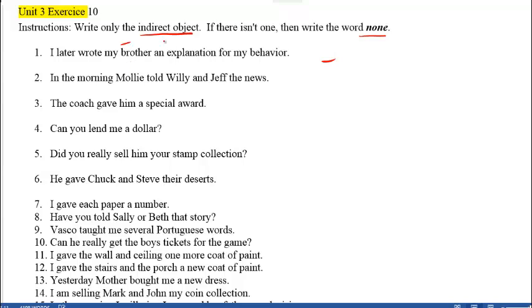In the morning, Molly told Willie and Jeff the news. In the morning is a prepositional phrase. We could throw that out. Molly is the subject. What did she do? Told is the predicate. Willie and Jeff, we have, remember the word and is compound. So this is who. And then news is what. So news is the direct object. Willie and Jeff are the indirect object. So the answer would just be Willie, Jeff.